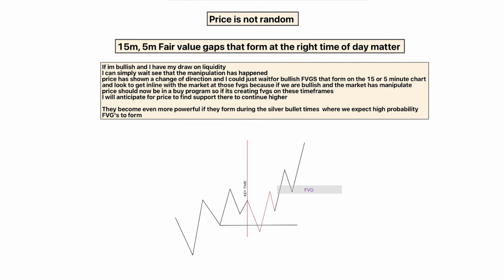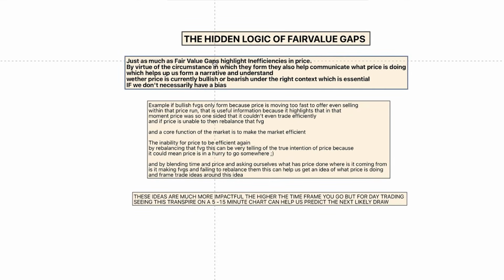And the beauty of it is that sometimes you don't even need to have a bias in order to know if price is going to continue going higher or not. You can do that just by reading fair value gaps. What do I mean by that? Just as much as fair value gaps highlight inefficiencies in price, by virtue of the circumstances in which they are created, they also communicate what price is doing, which helps us form a narrative and understand whether price is currently bullish or bearish under the right context. That is essential if we don't have a bias. Sometimes you don't need a bias going into the market. You can simply read the behavior of fair value gaps under the right context, and it will tell you that price is currently bullish at this moment in time.